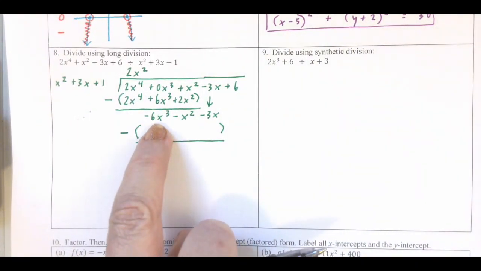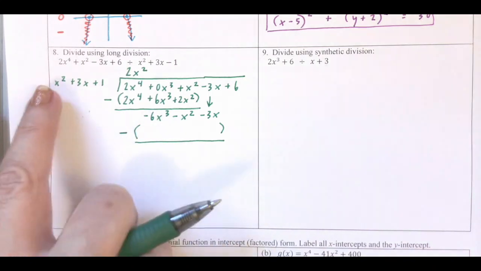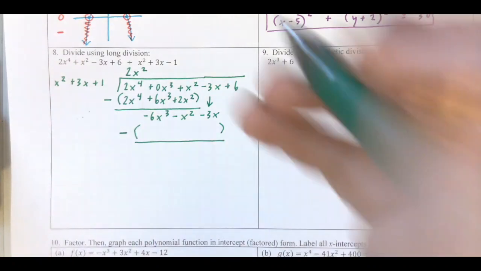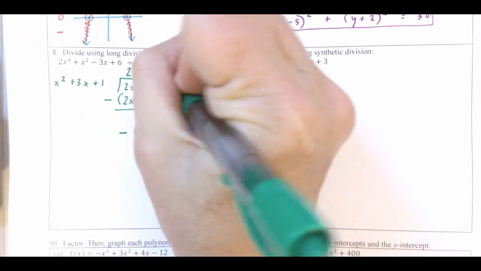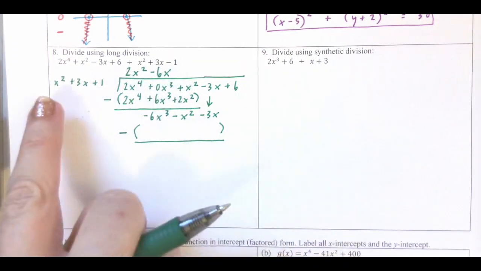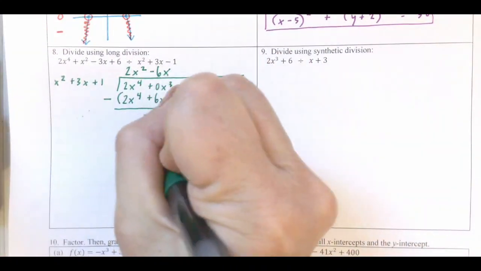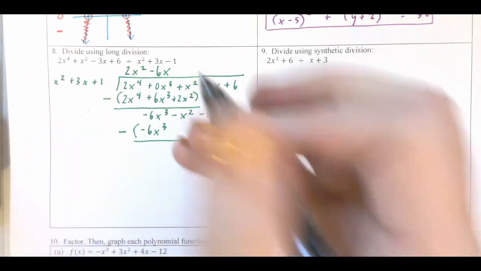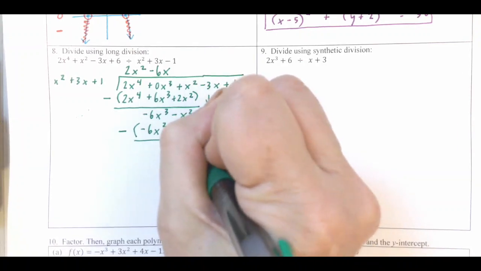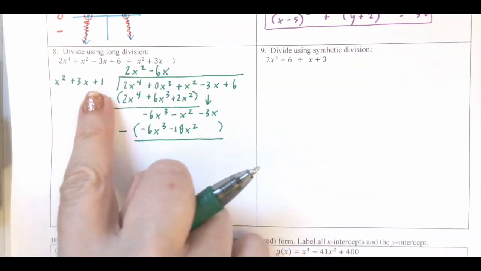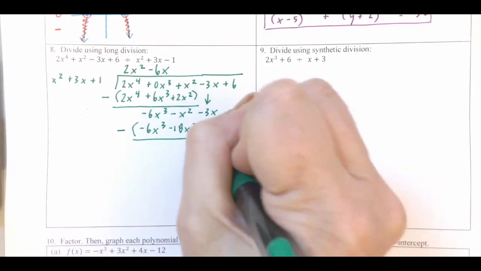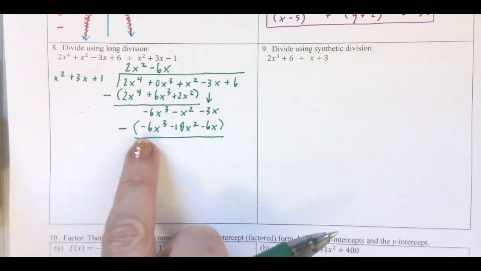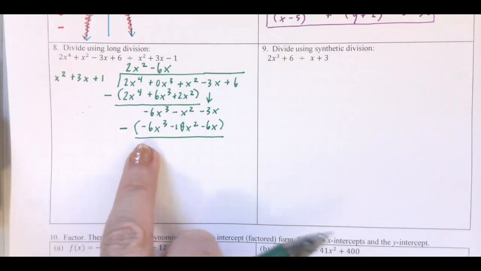Okay, so now as I'm working through it, now I need to look for x squared times what is negative 6x to the 3rd. So here I can see that that's going to be negative 6x. Okay, and then I multiply that back. So here I see negative 6x to the 3rd minus 18x squared minus 6x. Okay, so negative 6x to the 3rd minus negative 6x to the 3rd zeroes out.